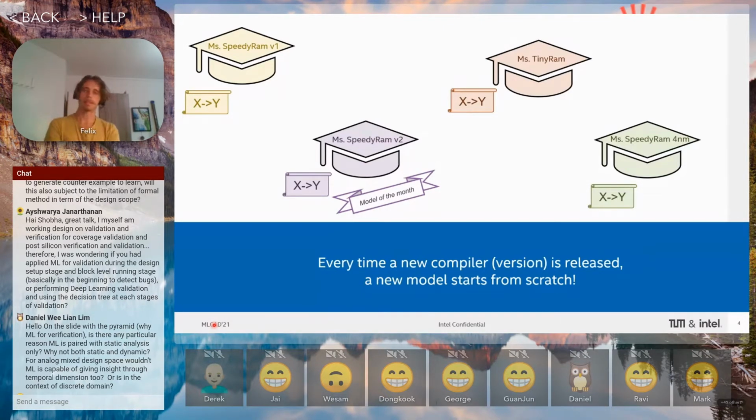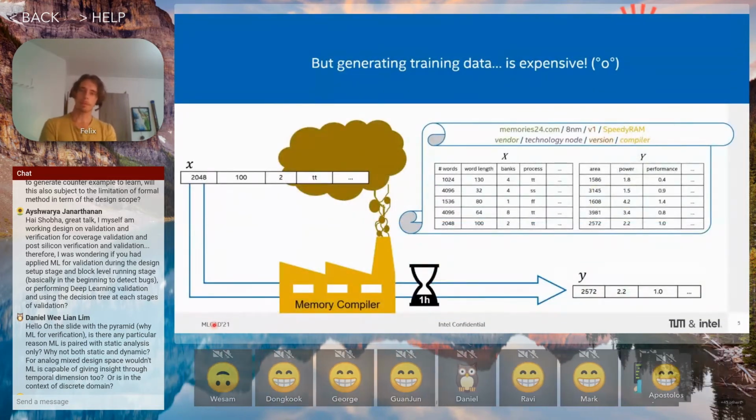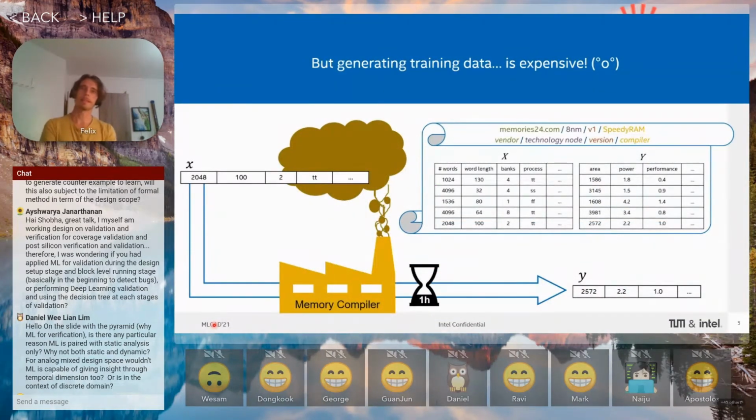So yeah, like I said, status quo, we train a new model for every one of these. The problem is really that generating training data is expensive. So whenever we need to make such a data set mapping X to Y, what that means is that we have to run a so-called memory compiler.